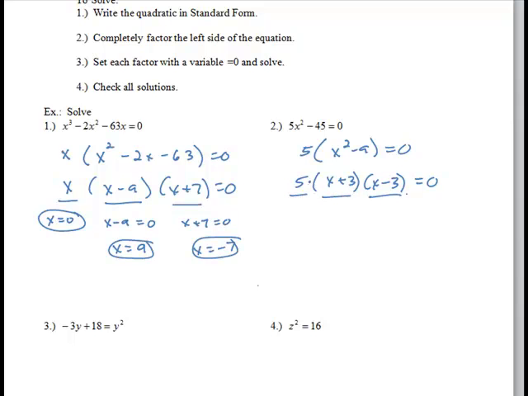Once again, we have 3 factors, but we only set the factors that have a variable equal to 0. So this first factor, 5, doesn't have an x, doesn't have a variable, so we don't do anything with it. The next one, x plus 3, gets set equal to 0, and x minus 3 gets set equal to 0. So solve each equation. It gives us 2 solutions, negative 3 and positive 3.